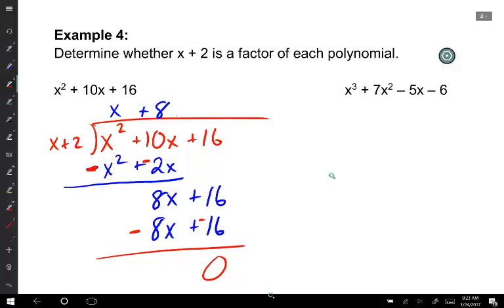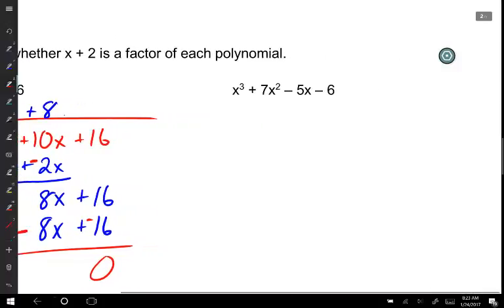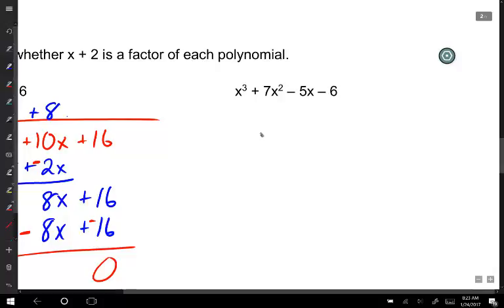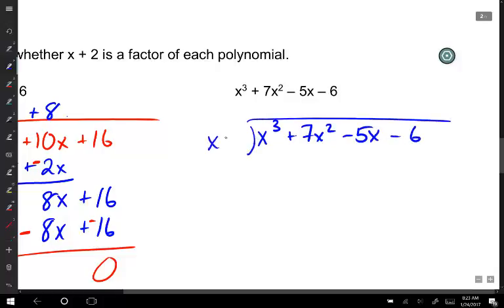Yeah. I'm trying to do it on a very simple problem. You may have been able to look at it and say, yeah, of course it's a factor. Let's look at this next one. x cubed plus 7x squared minus 5x minus 6 divided by x plus 2.